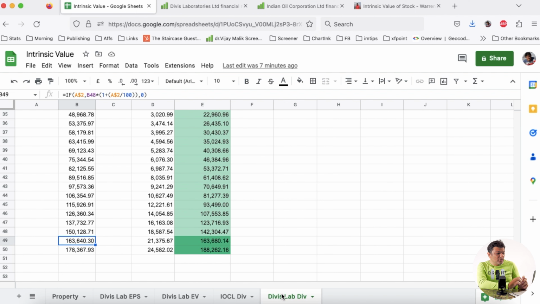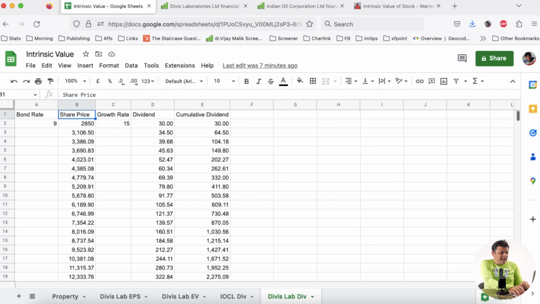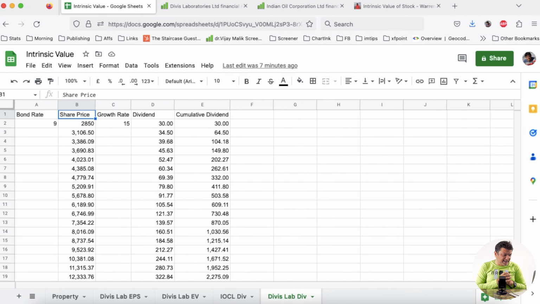Now let's look at the same example of dividend on Divi's Lab. So we have been doing this for IOCL, and there was a special case for IOCL because at one point, because the growth rate was not good, the dividend cash flow turned out to be not so good, it didn't provide a good intrinsic value. Now let's look at Divi's Lab. In case of Divi's Lab, what happens is you are paying 2850 as the share price, and 30 rupees is the dividend that you are getting.